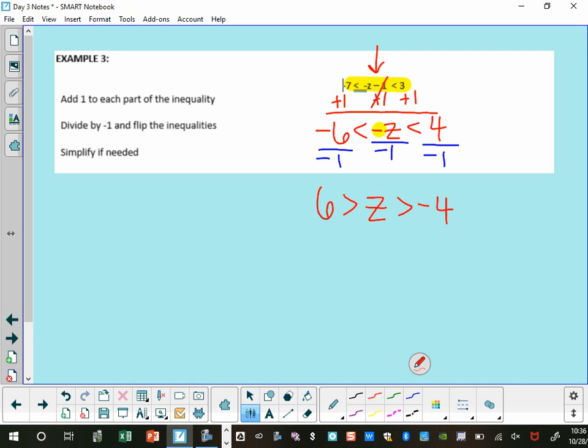Okay. Technically, I would write this over because we always want our smaller number on the left side and the bigger number on the right side. But what this says is that z is greater than -4 and z is less than +6. So this is our compound inequality. It's compounded because my variable is in the middle.